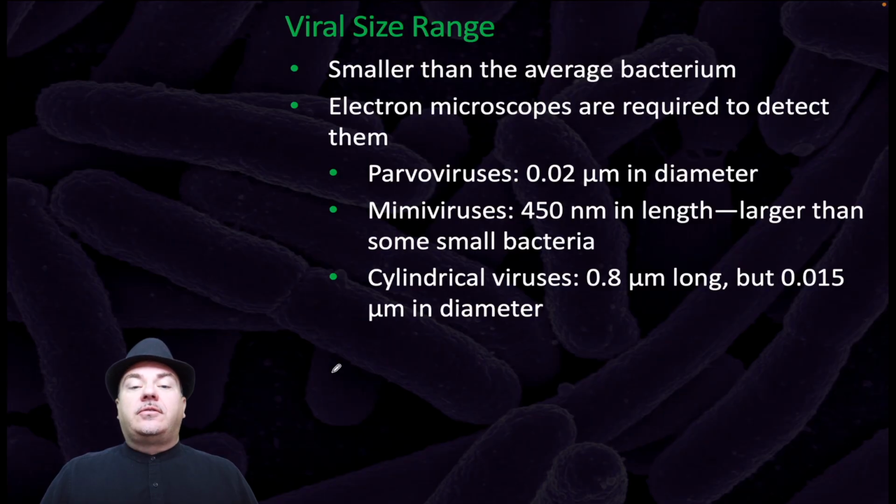So, viruses are smaller than the average bacteria. Therefore, electron microscopes are required to detect them. For example, parvoviruses are 0.02 micrometers in diameter. Mimiviruses are 450 nanometers in length, which is larger than some small bacteria. Cylindrical viruses are 0.8 micrometers long, but 0.015 micrometers in diameter.